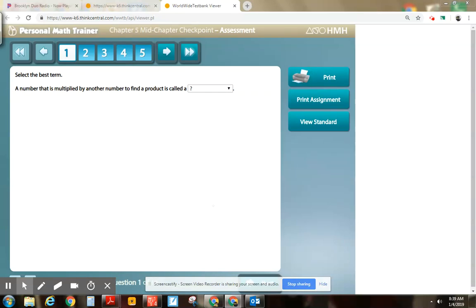We are doing fourth grade Go Math, Chapter 5, and we're going to be taking a look at the mid chapter checkpoint. And it's 16 questions, so let's just get into it.